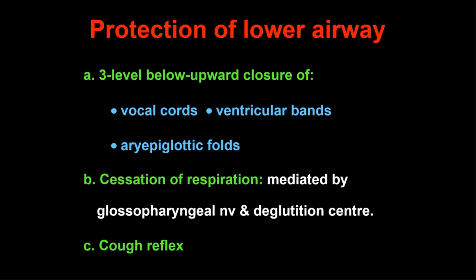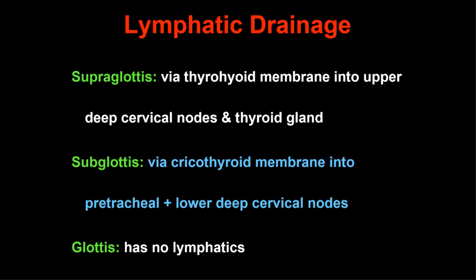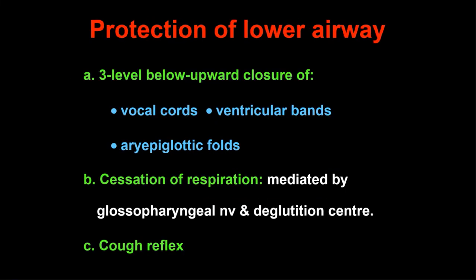So that is about the anatomy of the larynx. Then coming to the functions of the larynx. The larynx has 4 functions. One is protection of the lower airway. Second is phonation. Third is respiration, and fourth is fixation of the chest.